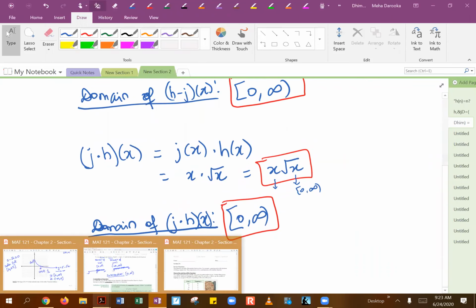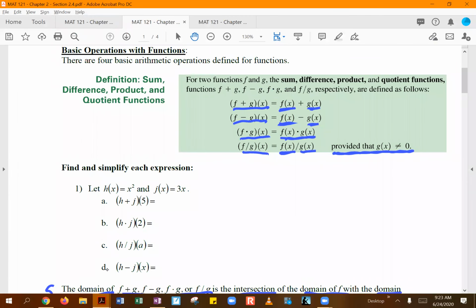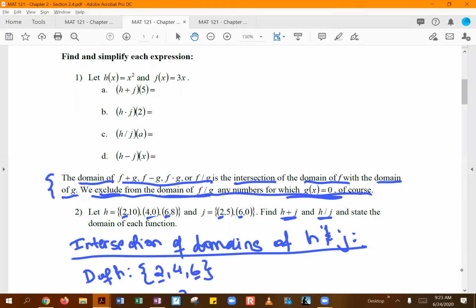And honestly, if you think about this, guys, the only time you will have a restriction on the domain is going to be for the quotient function. So for addition, subtraction, and multiplication, you are going to get the intersection of the domains as the domain for those functions. It's only the quotient function that we need to be careful about, because anything that would make the denominator 0, we would need to exclude. And as you can see in example 2, we had a division function in there, and we ended up coming up with a restriction based on that example.